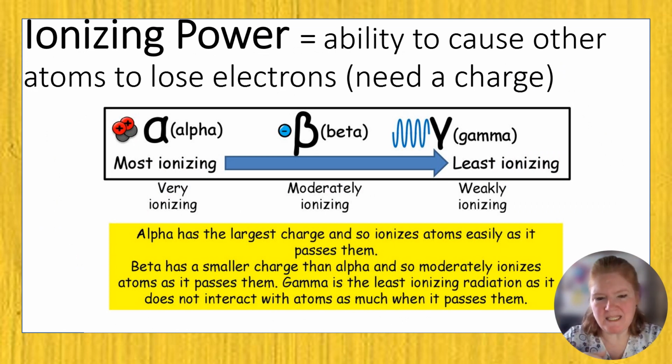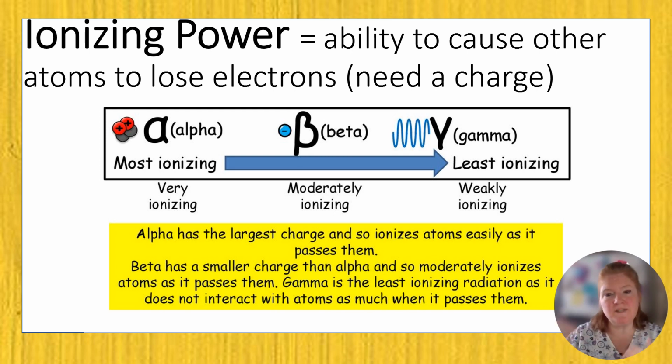Now, what about ionizing power? So ionizing power is the ability for that beam of particles, whatever it is, to cause other atoms to lose electrons. Now, in order to do that, the particle has to have a charge. Okay, so alpha particles have a big charge. They have a +2. So they are great at causing other atoms to lose electrons. Beta particles have a charge. It's negative though. So they are kind of good at it. And gamma has no charge, so it's really not good at it at all.